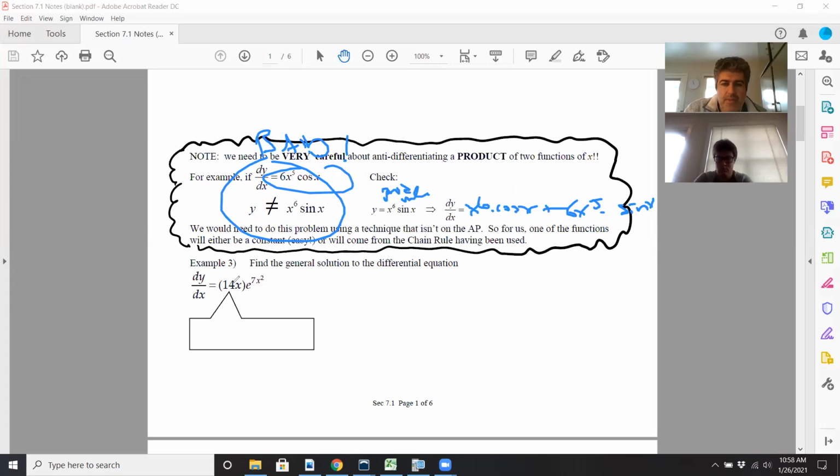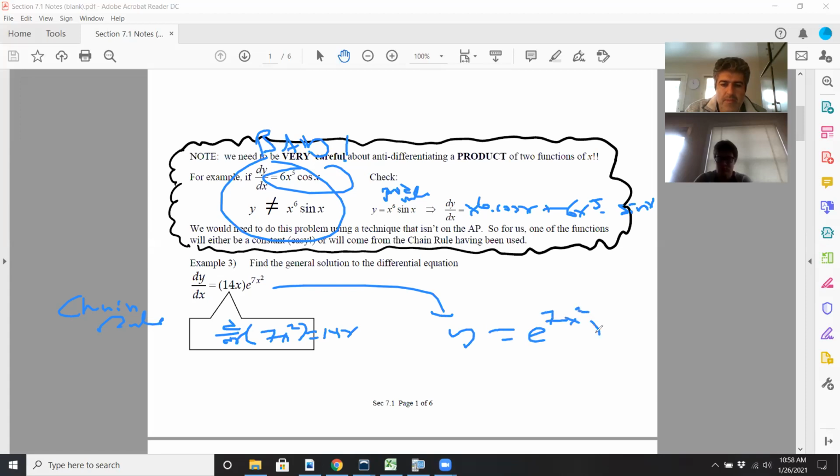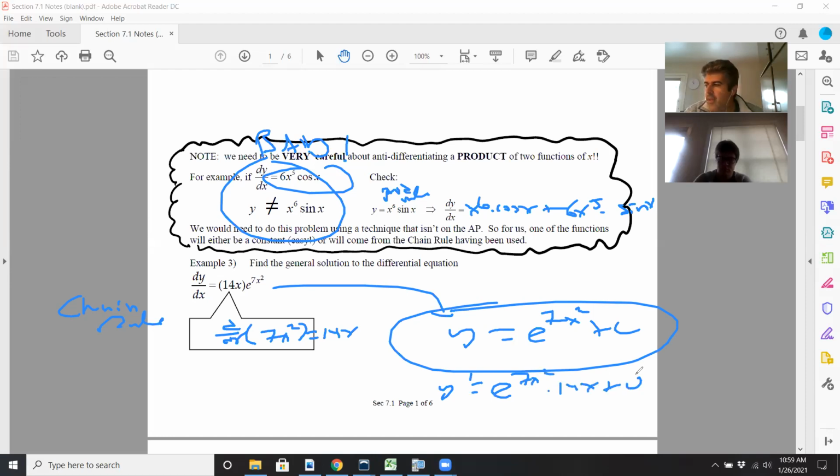But this one here, if you can see what's going on, there's a chain rule happening. If you think about it, the derivative of 7x^2 is 14x. So you could just say y equals e^(7x^2) plus c. The reason is that if you took the derivative of this, you do e to whatever, then do your chain rule times 14x, and then plus 0. So sometimes you have to use just a little bit of intuition.